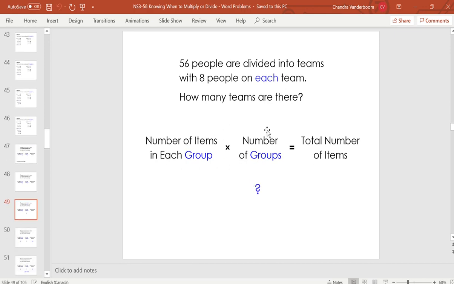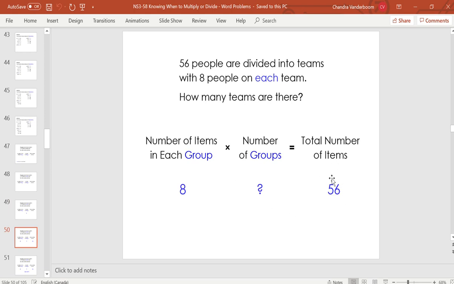We can fill in that we do not know the number of groups, the number of teams, because it says right here, how many teams are there? I don't know. That's what I need to figure out. So we can put a question mark there for that. How about the number of items in each group and the total number of items? We have that information here. 8 people on each team, 56 people altogether. So that means we can write our sentence now.